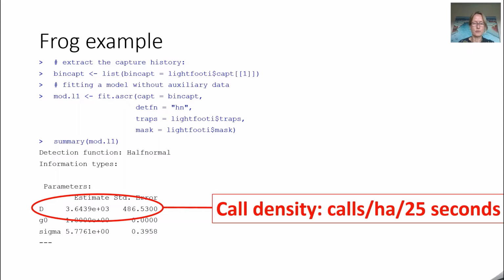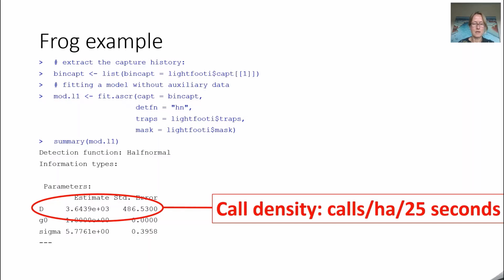What I would like to point out, though, is the density estimate given here. Note that it is still called density here and not call density. ASCR does not know that we used calls instead of animals or groups. You can also think of it as density of the detection units. And in this case, the detection unit was calls. Therefore, it is density of calls.